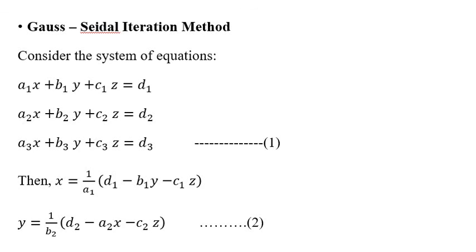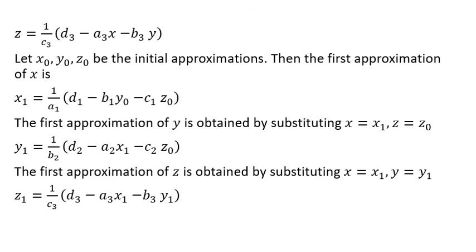Next, the Gauss-Seidel iteration method. Consider the system of equations A1x plus B1y plus C1z equals D1, A2x plus B2y plus C2z equals D2, A3x plus B3y plus C3z equals D3. From the first equation we can write x equals 1 by A1 into D1 minus B1y minus C1z, and y equals 1 by B2 into D2 minus A2x minus C2z. And from the third equation we can write z equals 1 by C3 into D3 minus A3x minus B3y.